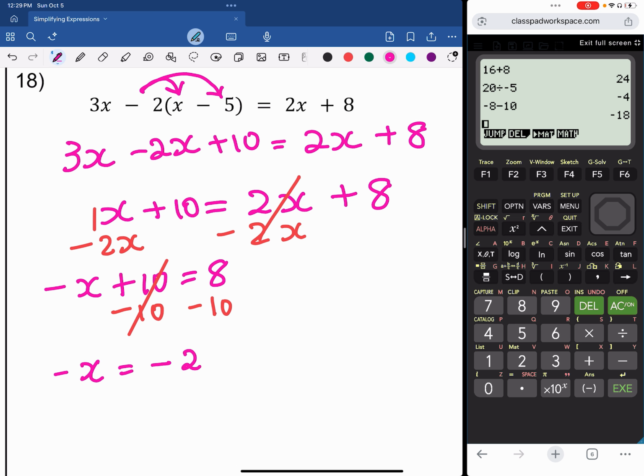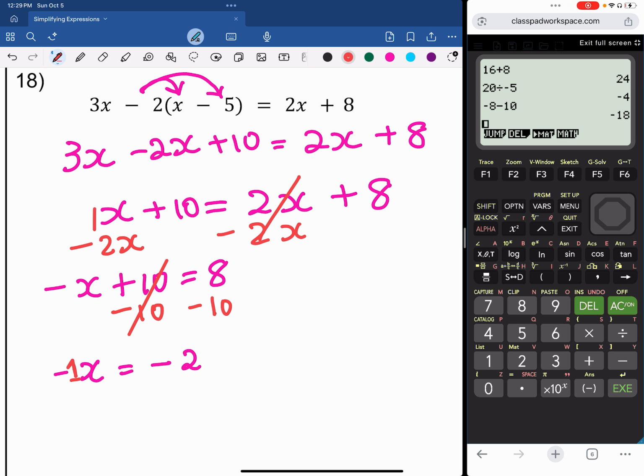My last step here is to get x completely by itself. X is not completely by itself here because this is a -x. I need positive x. Just positive x is equal to something. So we know that there is an invisible 1 in front of this x. And this is now -1 times x.